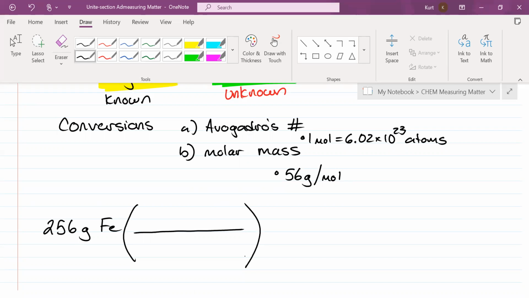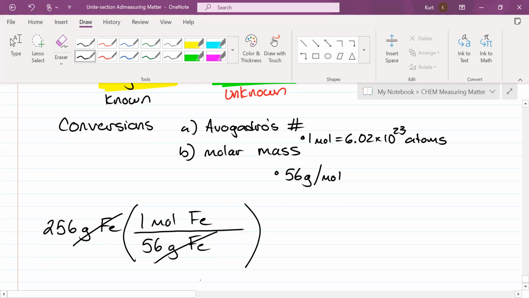Are you guessing or are you telling me? If you're guessing, you're telling me. 1 mole of iron on top, 56 grams of iron on the bottom. So let's see if you can riddle me this. Why did you decide to put 56 grams on the bottom? How do you know you need to divide? It cancels out, Scout. They cancel out.